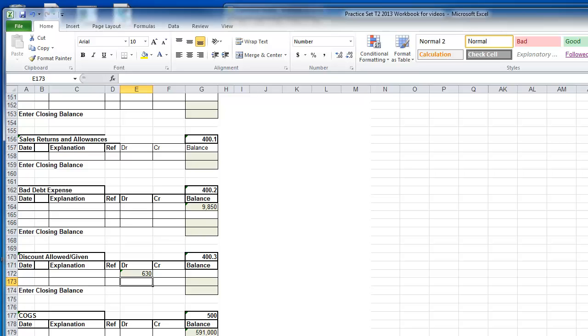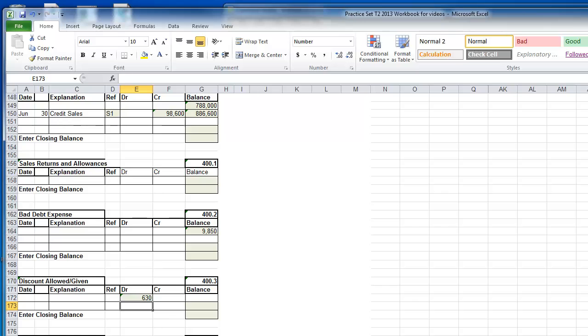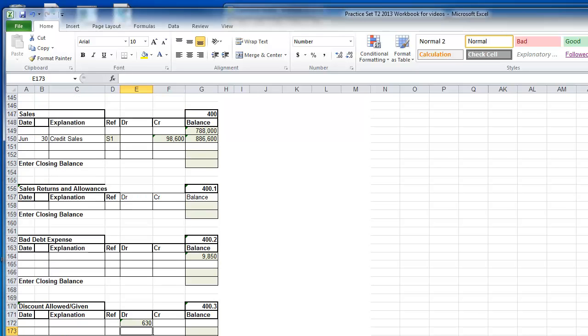400.3, it's a contra asset. Sorry, not a contra asset, a contra revenue. The contra effectively means we could have taken this item, posted it as a debit to sales and reduced our sales there. But contra accounts provide us more information about this. So at the end of the year, we know not only will our sales be lower, but our sales are lower because we returned some items, we've had a bad debt expense, and we've given discounts. So the contra accounts give us more information about sales.